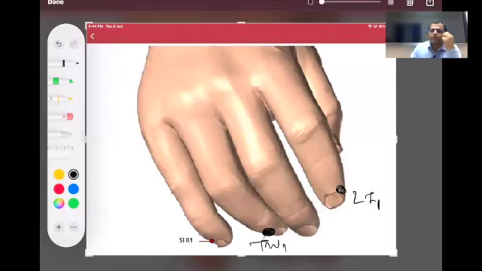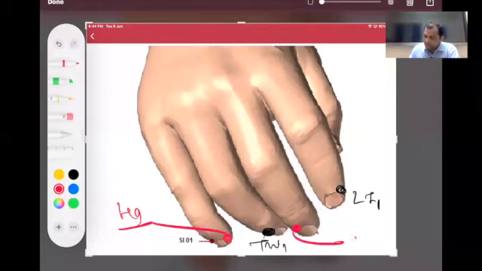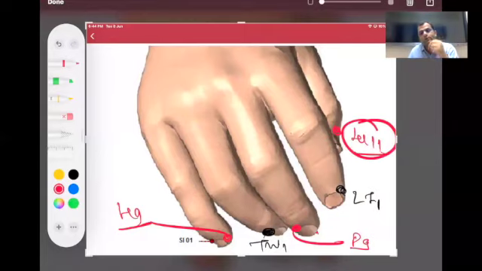Other than this, if we talk about the yin, this is the heart 9, the Jing-Well point of the heart, this is the pericardium 9, the Jing-Well point of the pericardium, and on the thumb we have lung 11. This is the Jing-Well point of the lung.